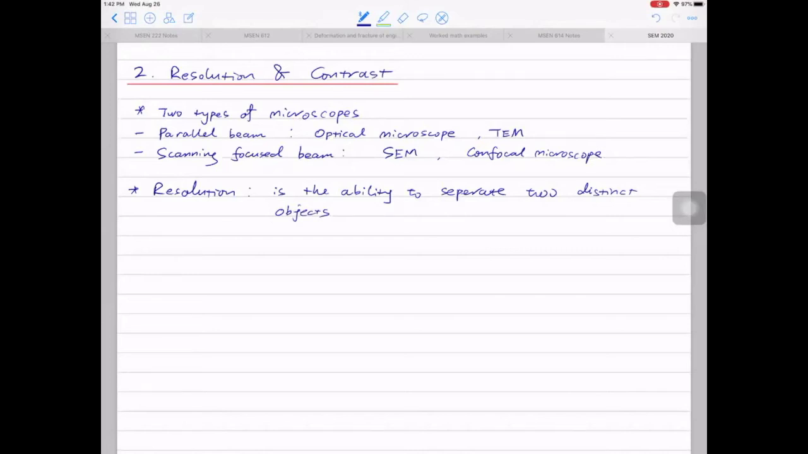As in the example I told you before, if there were two students sitting next to each other, and I'm very close, I look at you guys, I know there are two students sitting next to each other. But if I'm far away from you guys, maybe I don't have the ability to tell whether it's one student or two students. So the ability to separate two distinct objects is resolution. So the unit for resolution is the distance unit.